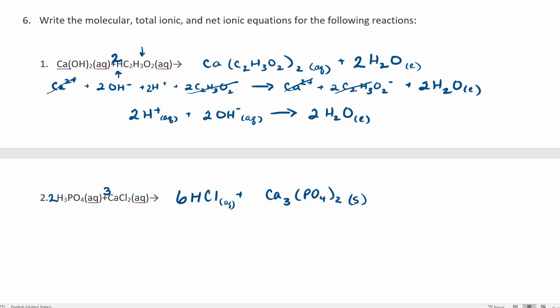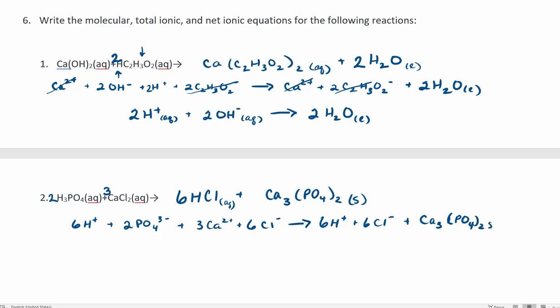Now for the total ionic equation, I have a total of 6 hydrogens, 2 phosphates, 3 calciums, 6 chlorine. And that's going to react to form 6 hydrogen, 6 chlorine, and my calcium phosphate. Now, because my calcium phosphate is solid, it sticks together, even in the total ionic.